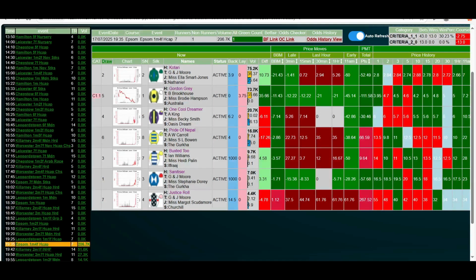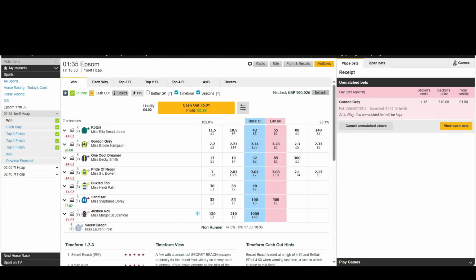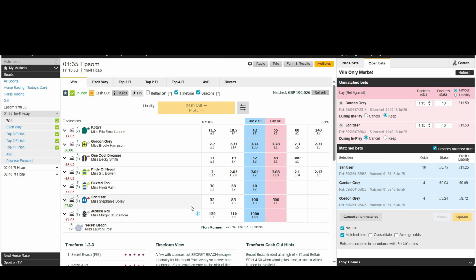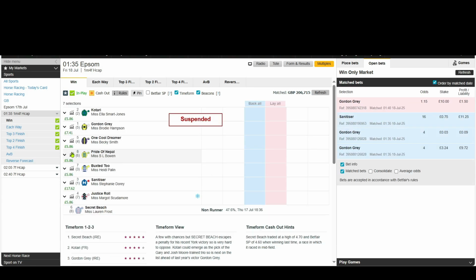So let's have a look at the Betfair, because I traded out at round about... Well, he didn't even get taken. So Gordon Gray is a winner, and oh yeah, it's just updated. So I took about a 15% hit. Obviously, I wish I hadn't because he won by a street, but there's going to be occasions where, you know, he gets touched off on the line.